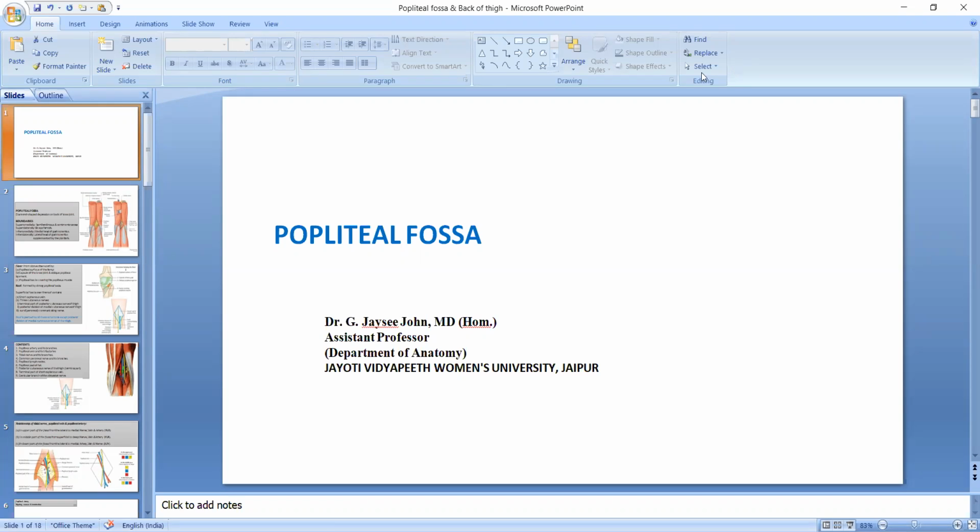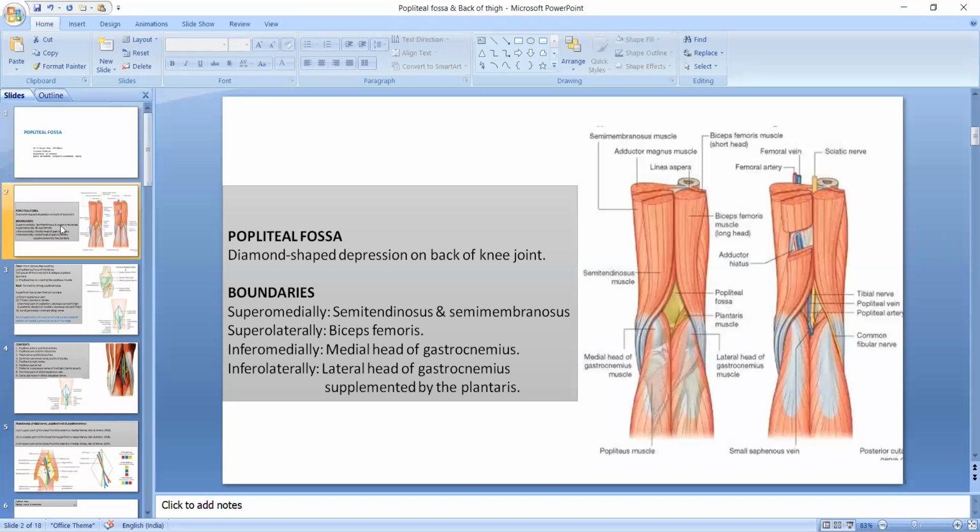Today we will discuss the popliteal fossa. The popliteal fossa is a diamond-shaped depression located posterior to the knee joint. Important nerves and vessels pass from the thigh to the leg by traversing through this fossa, and the muscles of the thigh and the leg form its boundaries.